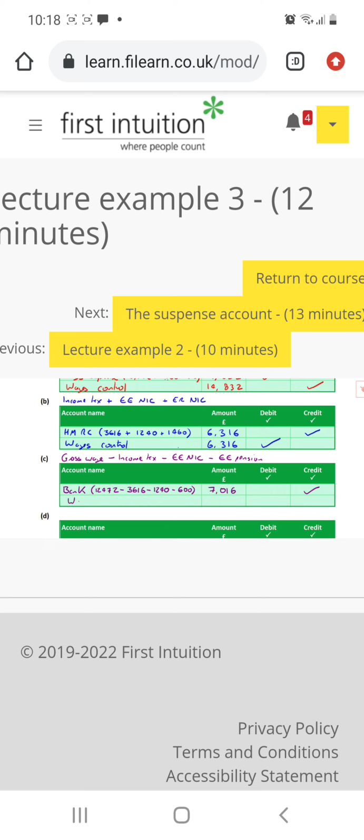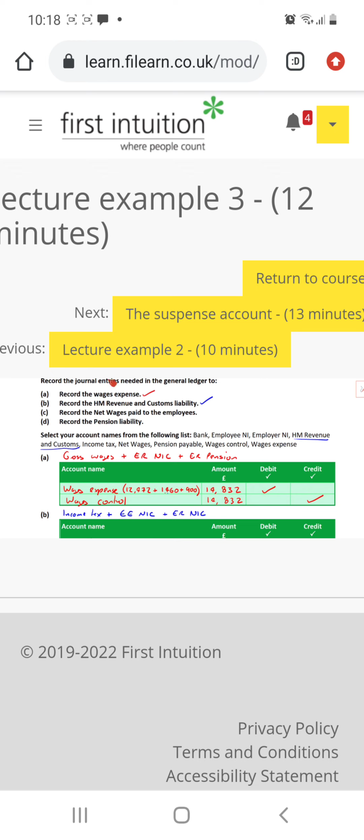Hopefully getting dead familiar with this now, but the other side of the entry then just goes to wages control. So it has to be the same figure, obviously 7016, and to make sure the journal balances, I would need to debit wages control. That's what we're doing with the net wages, we're paying them out of the bank account. So that's what we're working out. So that was part C.